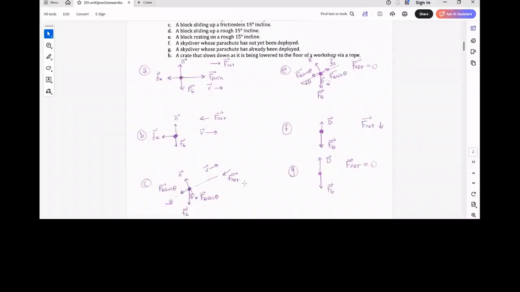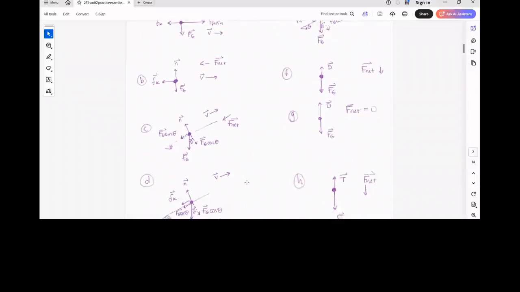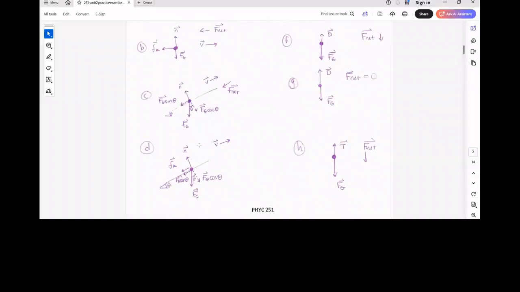D, a block slides up a rough 15-degree incline. Well, D is almost exactly the same as C in that the gravitational force is going to point straight toward the center of the planet. The normal force will have to be perpendicular to the surface.